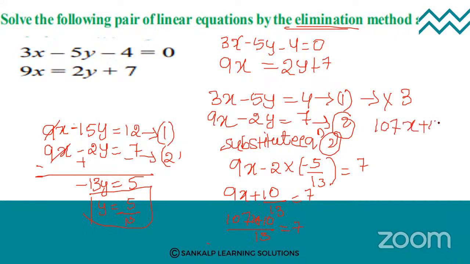117x plus 10 is equal to 91. So 117x is equal to 91 minus 10. So x is equal to 81 divided by 117. X is equal to, when you do the division, what you will get?